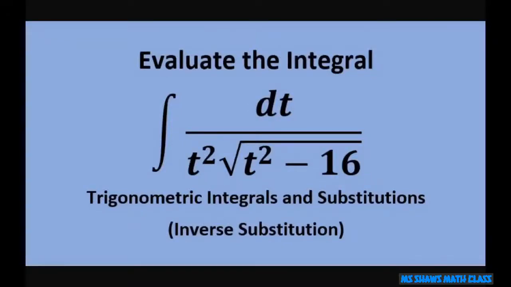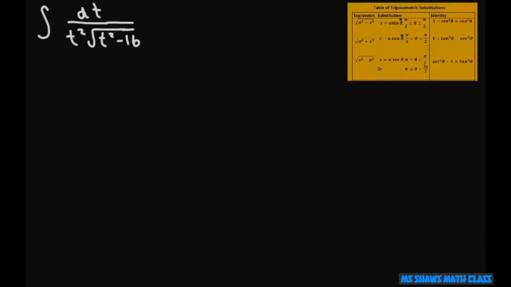Everyone, we're going to evaluate the integral given, and we're using trigonometric substitutions with inverse substitution. So basically what I mean by inverse substitution, we're using these substitutions, and if you look at this square root part, it has this form. So our substitution is going to be: let x equal, you take the square root of 16, because you see these a's here. So square root of 16 is 4, so you're going to write 4 secant of theta.